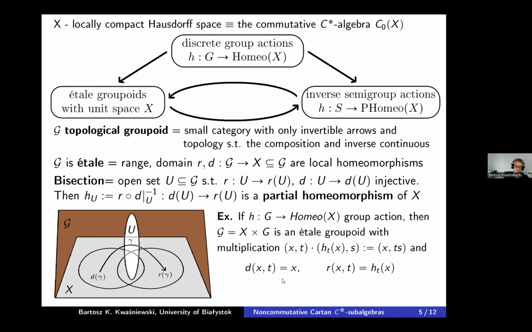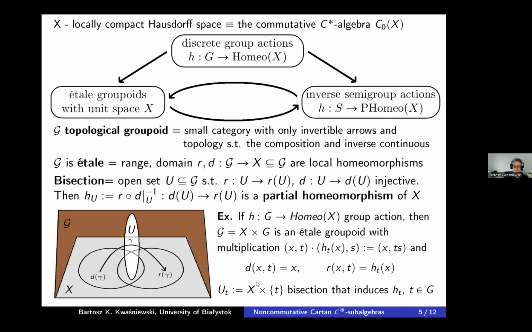And in a sense, we can go back, we can recover this action by looking at bisections, because for any group action, if we look at the set X times the singleton t, since G is discrete, this will be an open subset in this product, in the product topology here. So it's an open set.